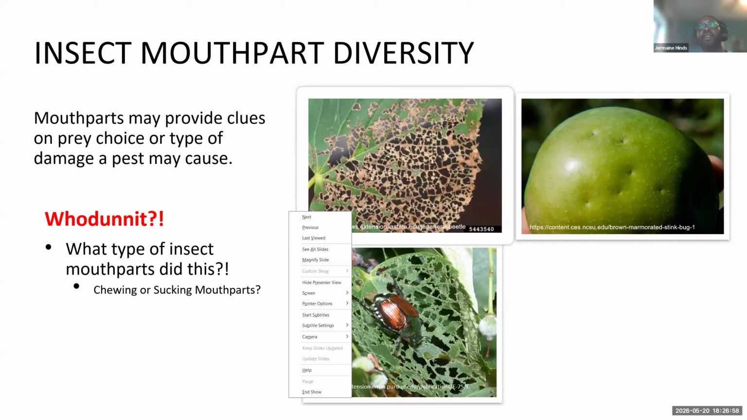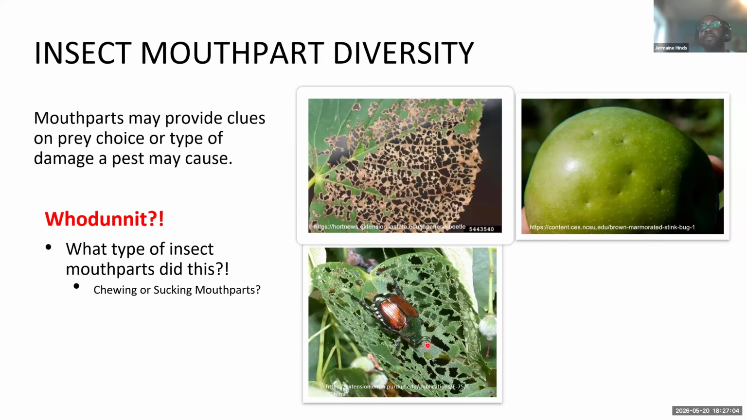So you see all this defoliation, this chewing, ragged texture on the leaf. So that's from a Japanese beetle. They have sort of chewing mouth parts. How about the next one?